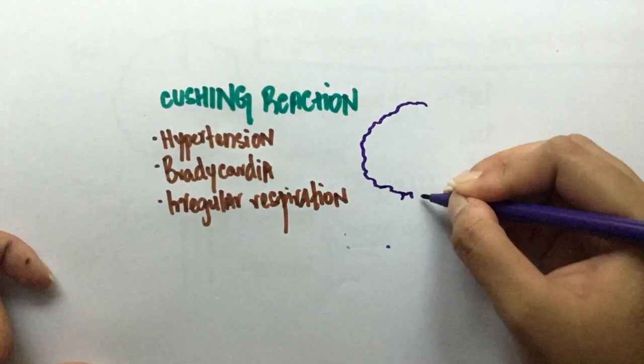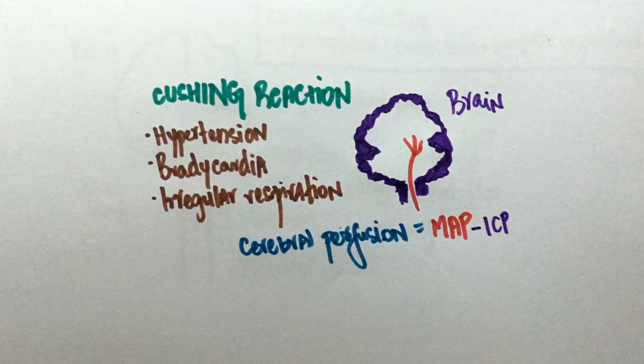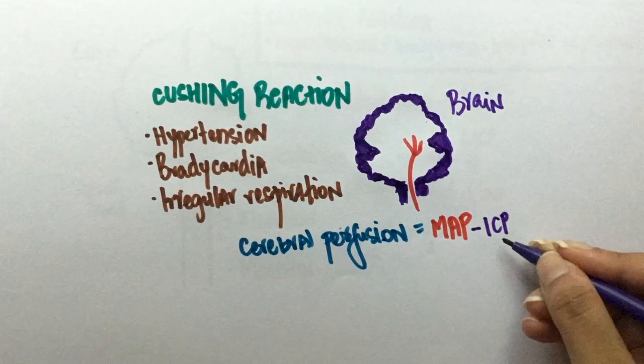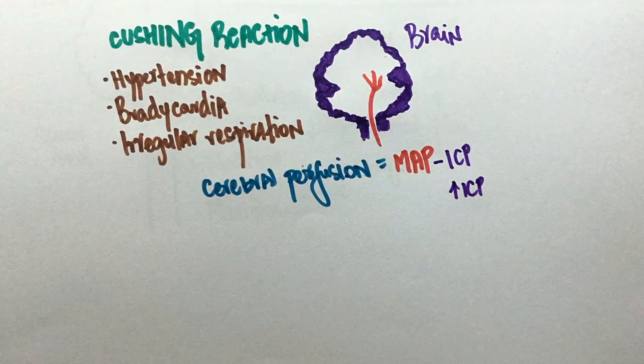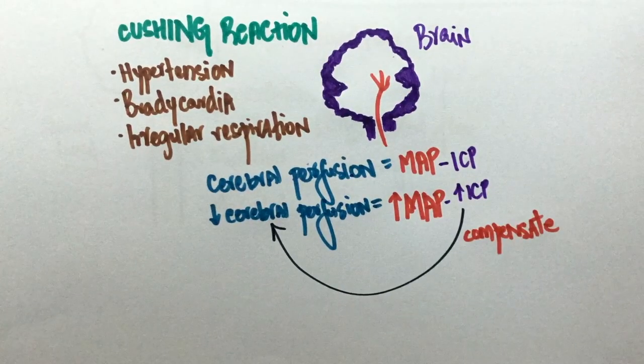Let's find out how. Cerebral perfusion pressure is equal to mean arterial pressure minus intracranial pressure. Cerebral perfusion pressure determines the amount of blood the brain is getting. MAP is the pressure in the arteries. ICP is the pressure caused by fluids like cerebrospinal fluid in the brain. When the intracranial pressure is high, the cerebral perfusion will be low, so the brain will not get enough perfusion. In order to maintain perfusion, the mean arterial pressure will increase.